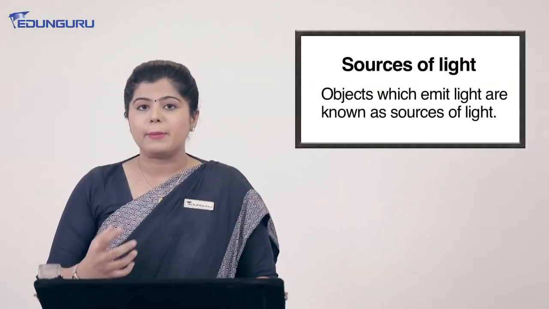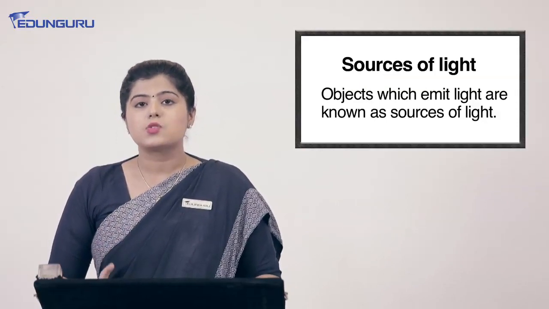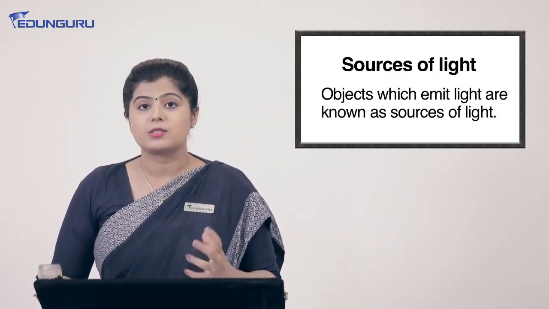I told you about source of light. In the previous example, I told you that bulb is the source of light. Now we are going to discuss some more sources of light. The objects which emit light are known as sources of light. For example, the sun. Sun is the main and ultimate source of light. Your bulb is a source of light. Tube lights, torch, and the fireflies, jugnus, they are also sources of light.